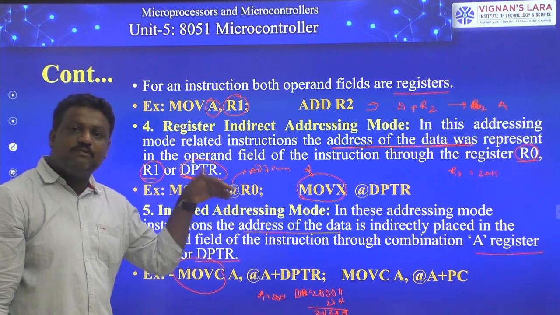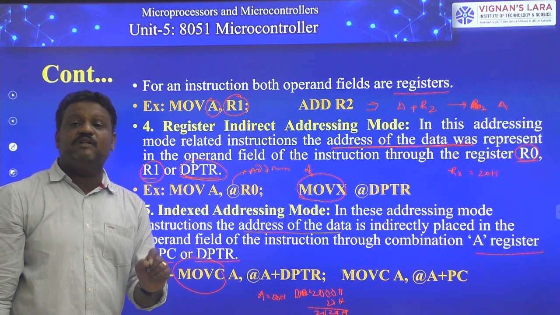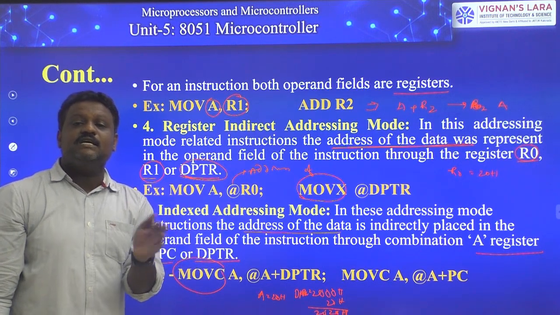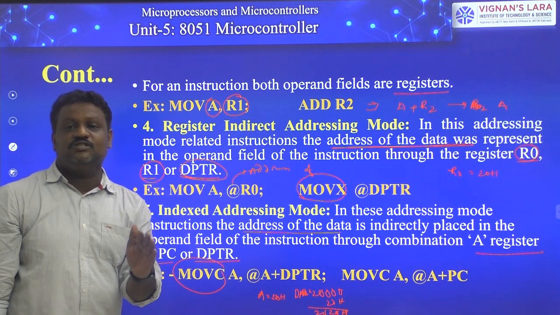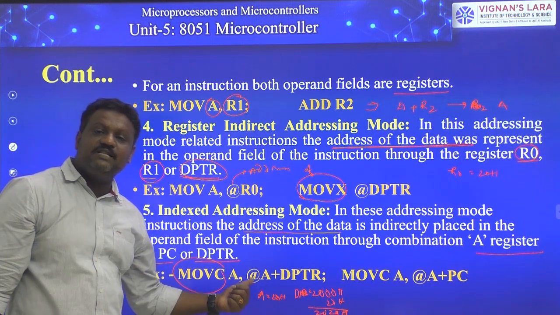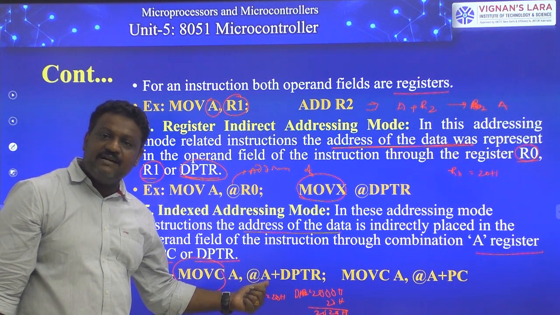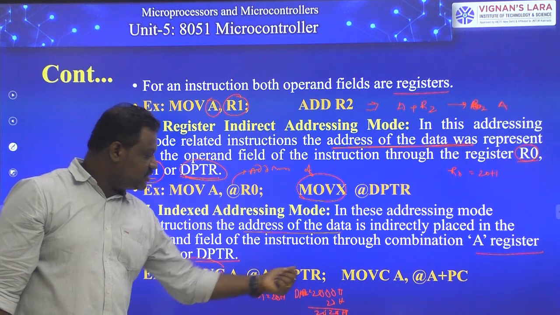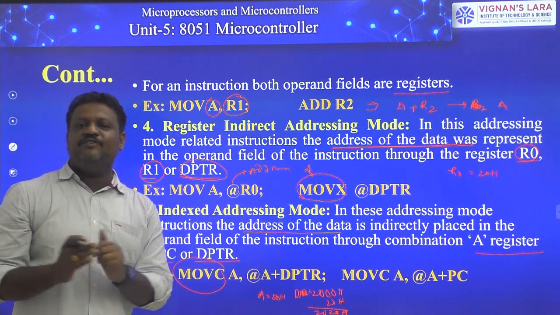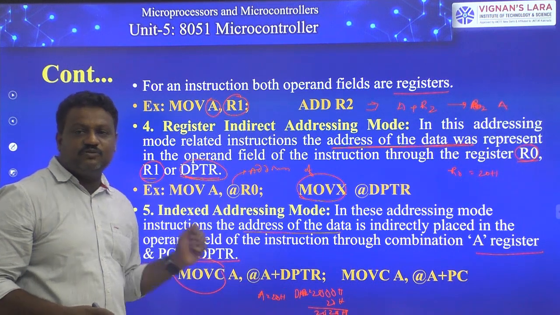We know, based on a previous addressing mode, that if a register has the prefix symbol at the rate, that indicates that register contains an address, not data. So here A has the at the rate prefix, which indicates A has an address. That address is added to DPTR. Then finally you get a final operand address. The data at that address is transferred to A.